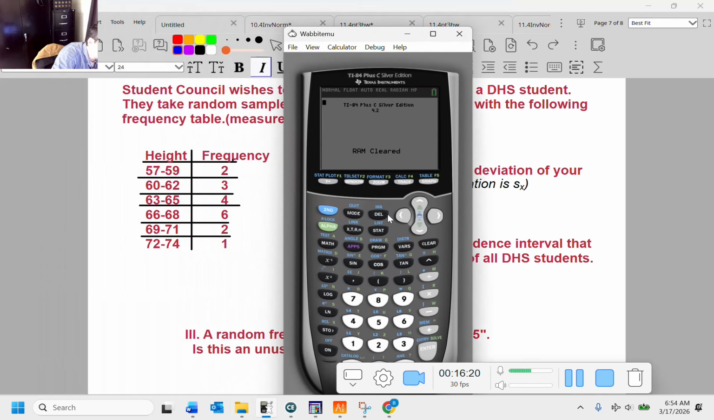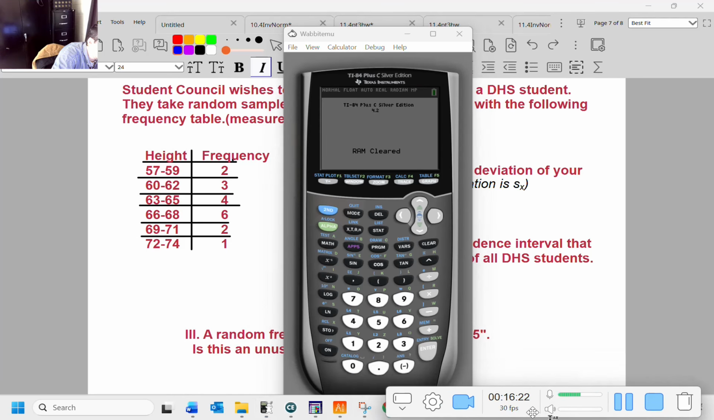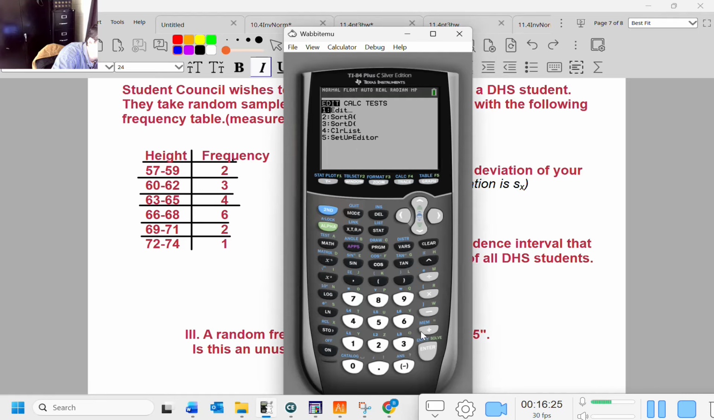You are going to have to use what's called class midpoints. That's going to bug you. Anyways, we're going to stat, edit. Halfway between 57 and 59 is 58. Halfway between 60 and 62 is 61. Halfway between 63 and 65 is 64. Halfway between 66 and 68 is 67. Halfway between 69 and 71 is 70. And halfway between 72 and 74 is 73.